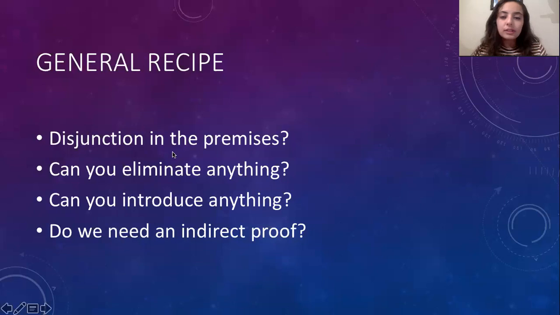So is there a disjunction in the premises? If you see that, then you know you might need to do disjunction elimination, where you need a subproof. You need two subproofs in that. Do you need to eliminate anything? You don't need any subproofs for that, but you just need to have all the relevant parts. Do you need to introduce anything? If you do, then you're going to have a subproof. Do you need an indirect proof? And so on. So we'll take a look using our general recipe to go through all of these relevant steps.